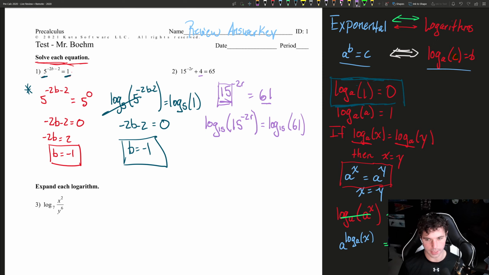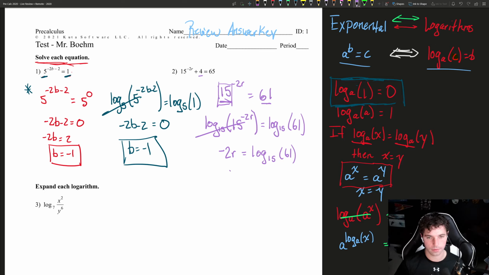And then we can use that inverse property, right? So log base 15 of 15, those 2 things cancel. We're left with negative 2r, and nothing happens on the right. That log base 15 just stays there because there's nothing to cancel. And then we divide everything by 2.